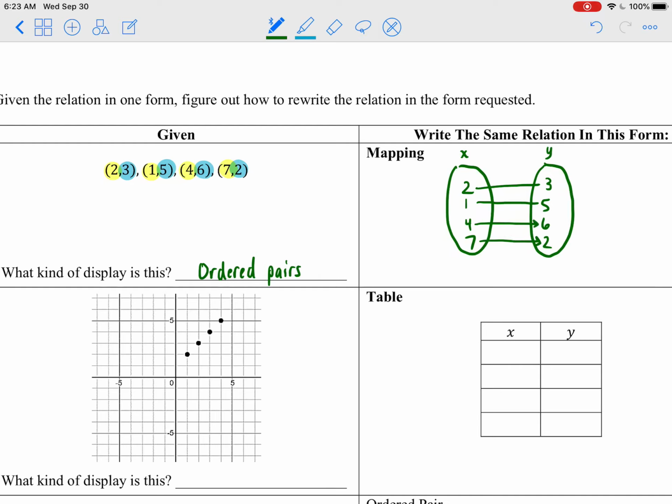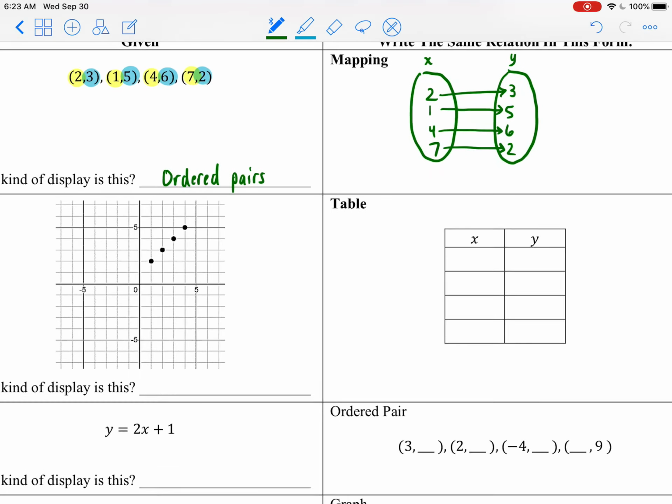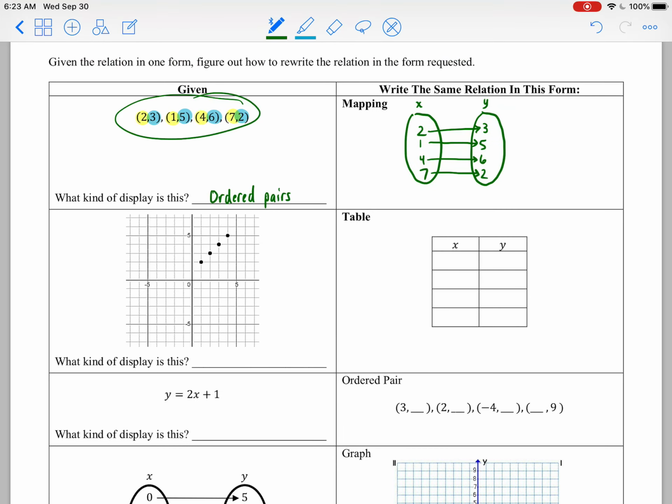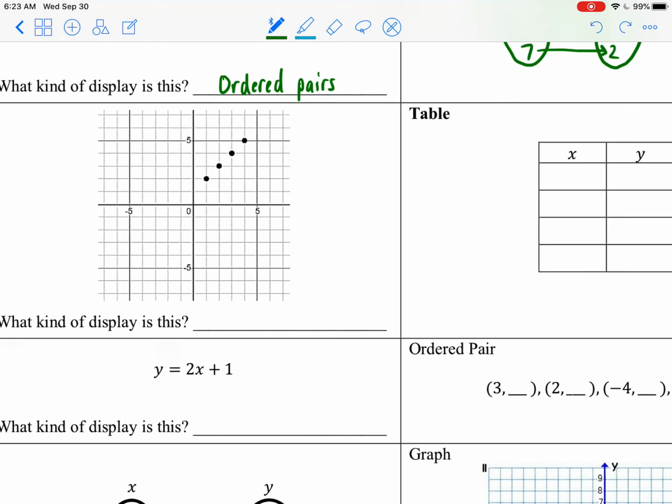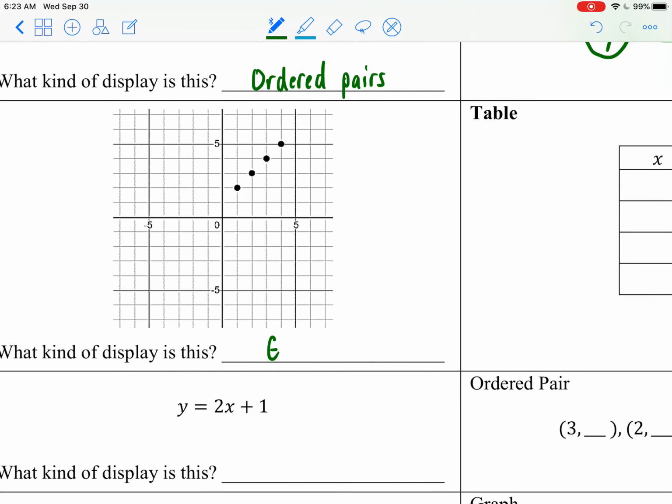So that just comes over pretty nicely. Not super complicated there. Okay, so that's it for that one. So we took ordered pairs and we mapped them over to a mapping. That's basically what we did. We turned it into a mapping there. Okay, all right. What kind of display is this? This is called a graph. So when you visually draw the relationship between the x's and the y's, then that's called a graph.